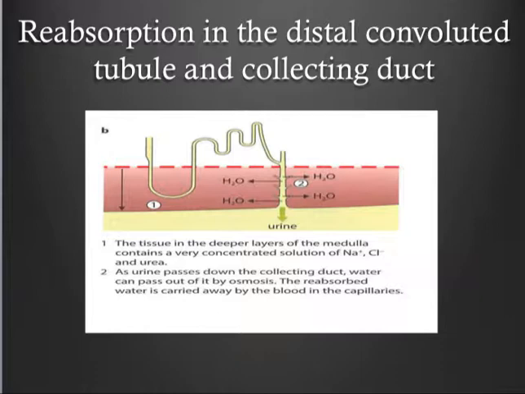Potassium ions, however, are actively transported into the tubule, so the rate at which they are moved in and out of the fluid in the nephron can be varied and helps to regulate the concentration of the ions in the blood.